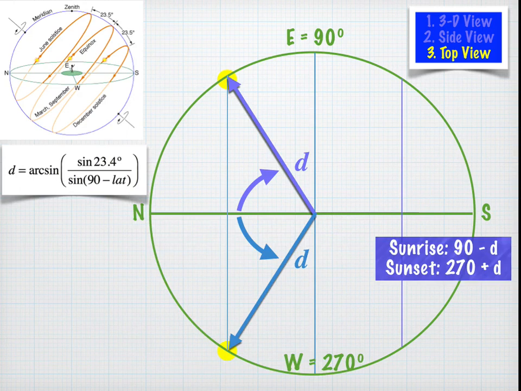All right, so taking that little angle D, that's going to be north of 90 degrees. In other words, we're going to take 90 and subtract D. That's going to give us our sunrise azimuth. To get the sunset azimuth, we can start off with due west, which is 270, and simply add D. So that will give us the azimuths of both sunrise and sunset.